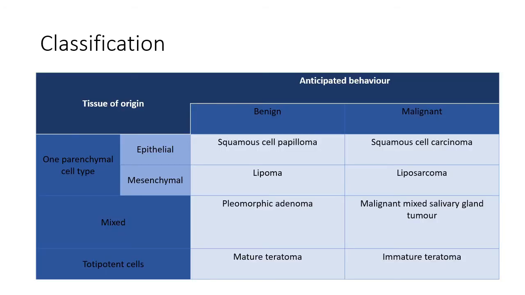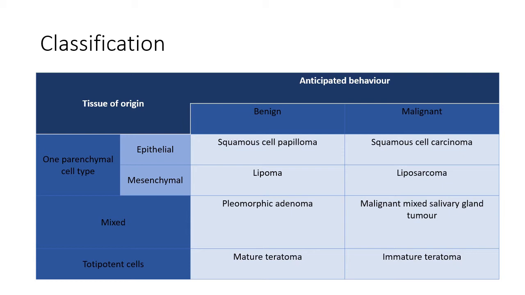Now coming to classification, the current classification of tumors is based on histogenesis, that is cell of origin, that is from which cells the tumor originates, and on the anticipated behavior of the tumor, that is how it progresses. Based on anticipated behavior or the progress, the tumor is divided into two categories, that is benign and malignant. What is benign, what is malignant? We will come to that in a short while. We will discuss that in detail.